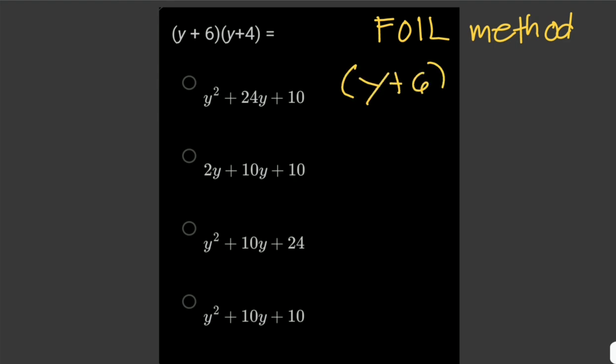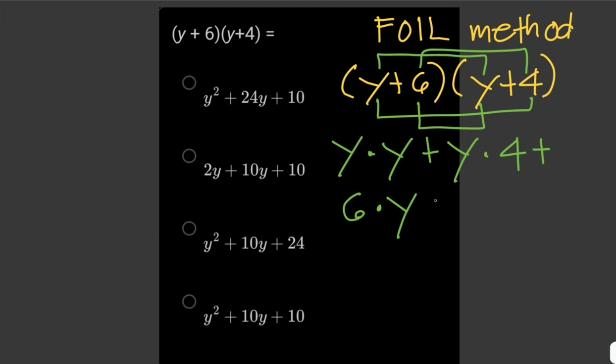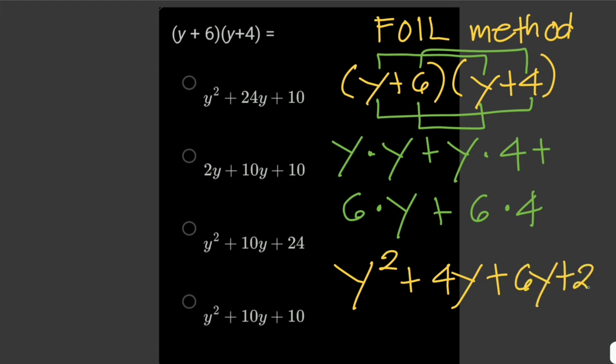So that is y plus 6 times y plus 4. We multiply y and y first, so y times y, and then plus y and 4, y times 4, and then 6 and y, plus 6 times y, and then 6 and 4, so plus 6 times 4. Then we simplify. Y times y is y squared, plus 4 times y is 4y, plus 6 times y is 6y, plus 6 times 4 is 24.